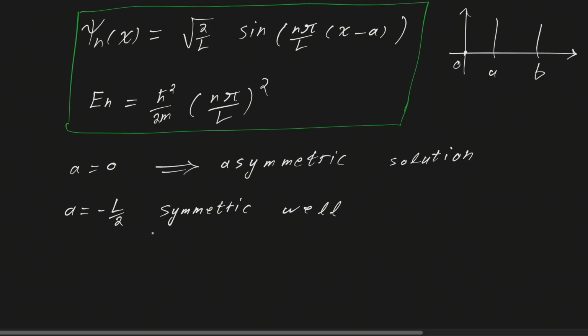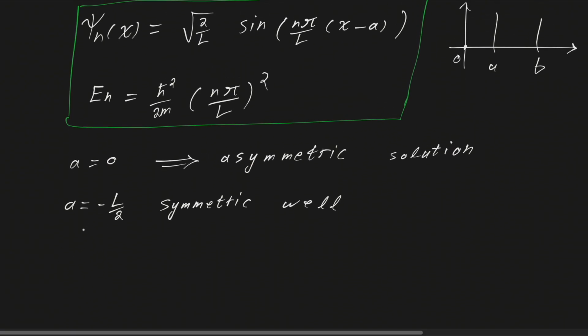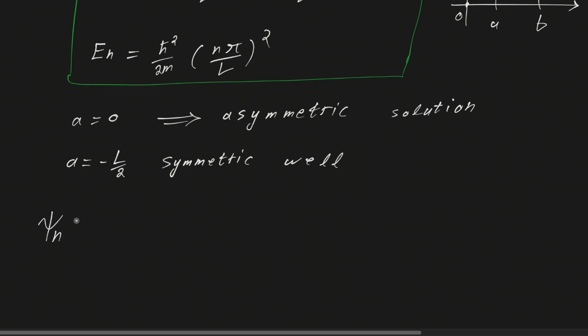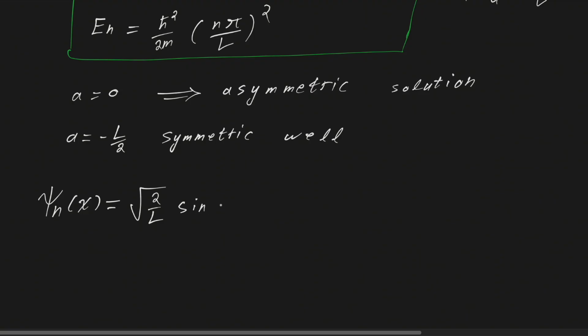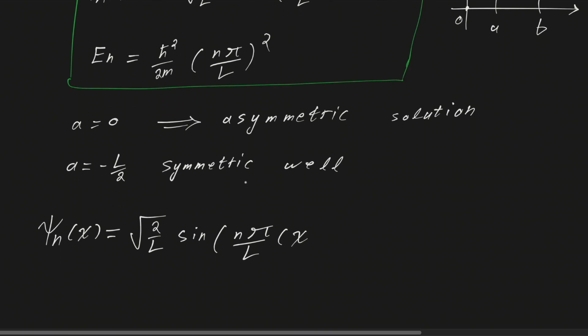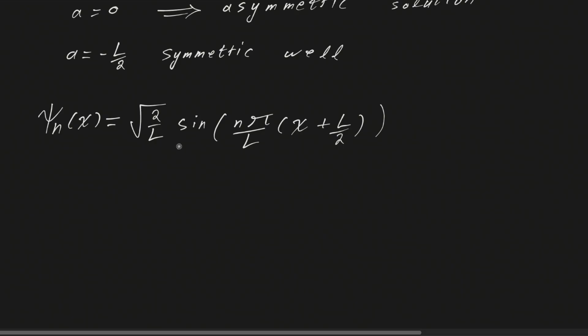So in that case, we'll have that psi n of x will equal the square root of 2 over L sine of n pi over L times x minus a, and a in this case is minus L over 2, so it's going to be plus L over 2. And I would like to just observe the sign, how it will behave. If we expand within this bracket, we'll get that it's n pi over L x plus n pi over 2.